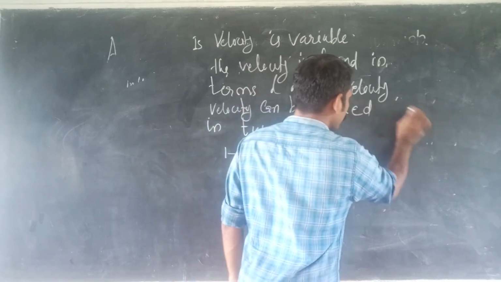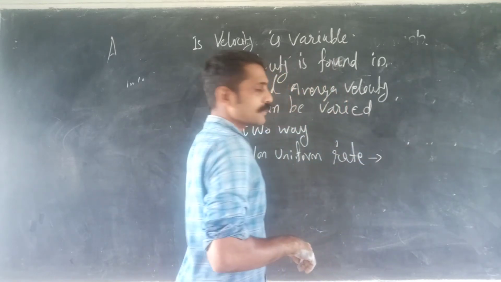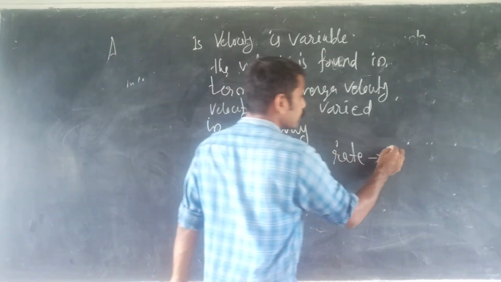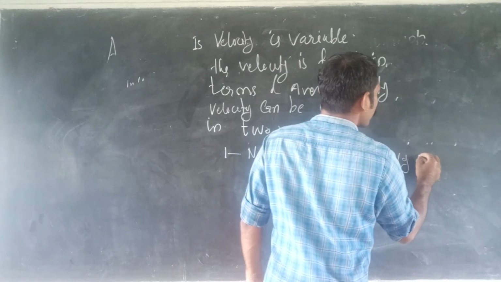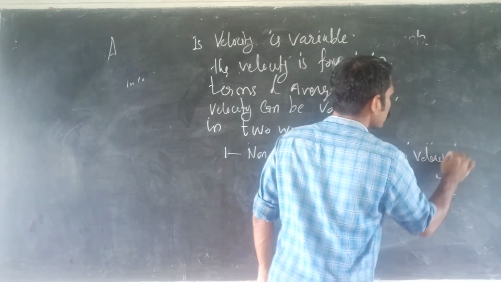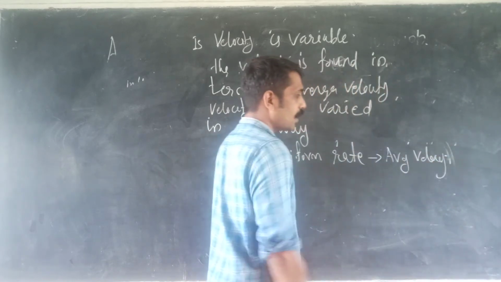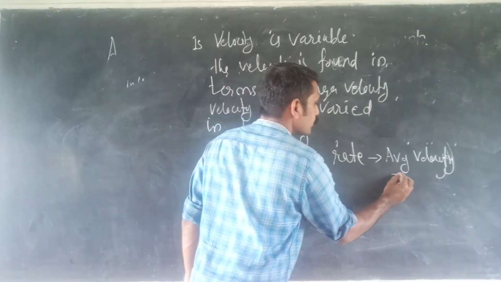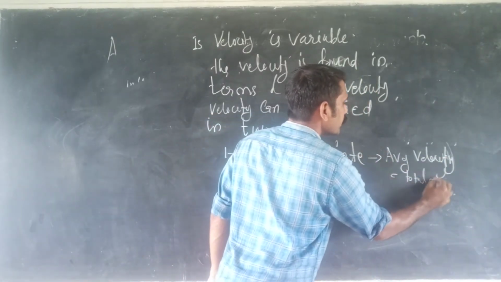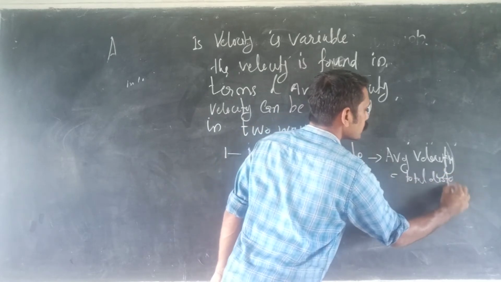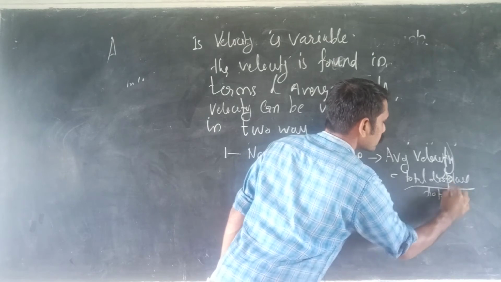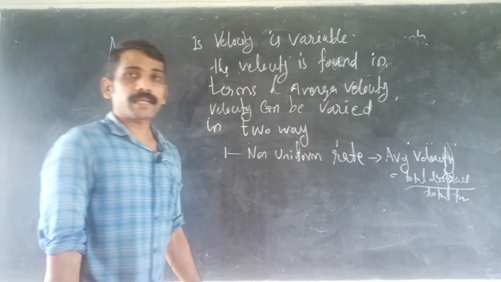In such case, average velocity is found by total displacement by total time, like that average speed.